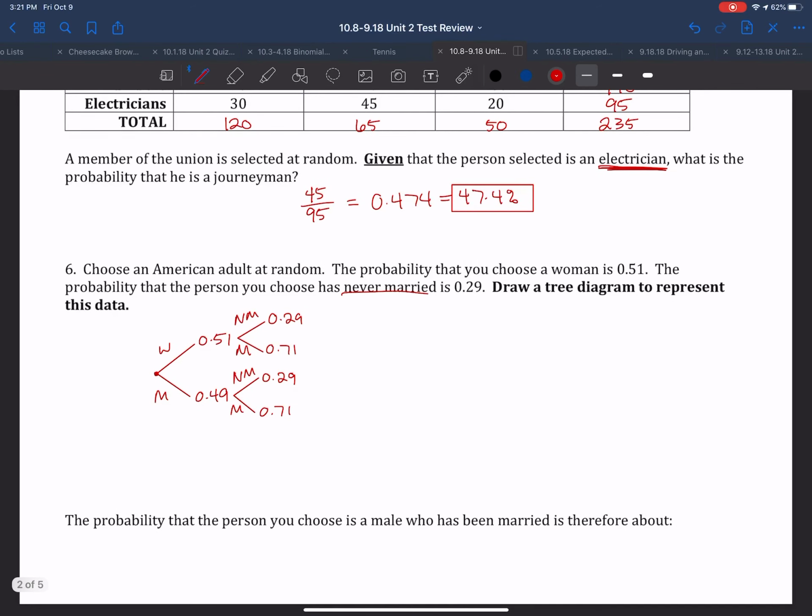The next part says the probability that the person you choose is male who has never been married is therefore about. So male and has been married is going to be this path. So we're doing male and married. Okay? So we're going to have 0.49 times 0.71. That's going to equal 0.3479 or 34.79%.